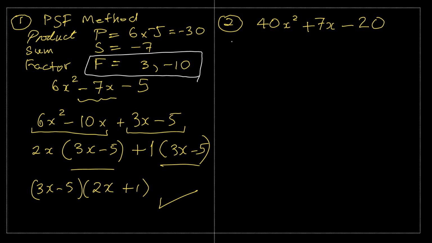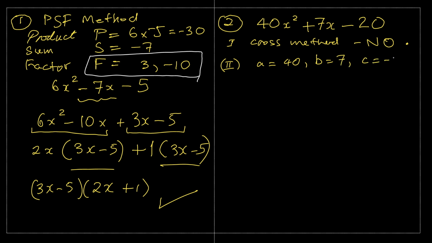And to be honest, the cross method, I wouldn't even try it. The cross method would be a no. Don't do it. It won't be very successful. The quadratic formula, that does work, so let's do it using the quadratic formula. A in this case would be 40, B is 7, C is minus 20.